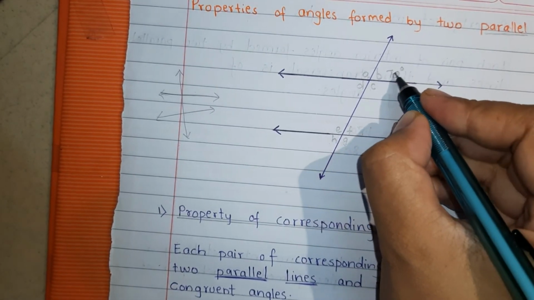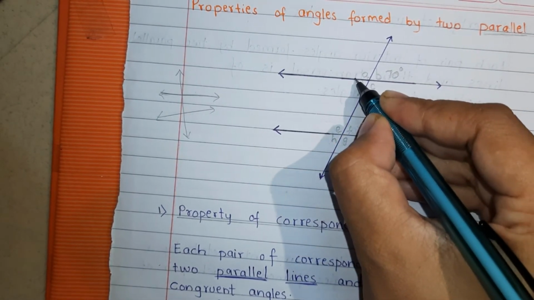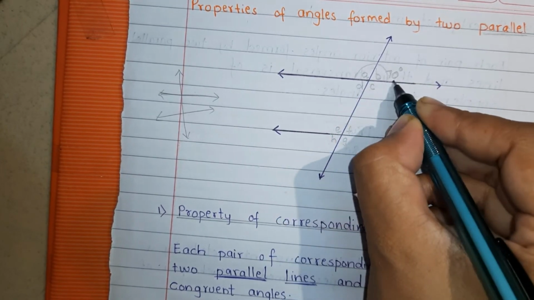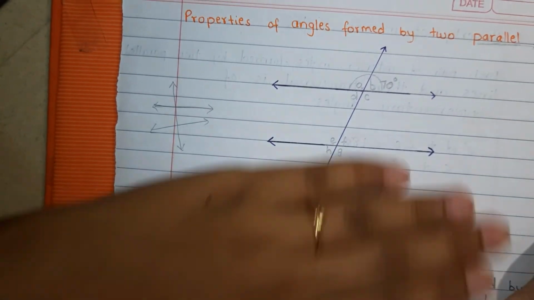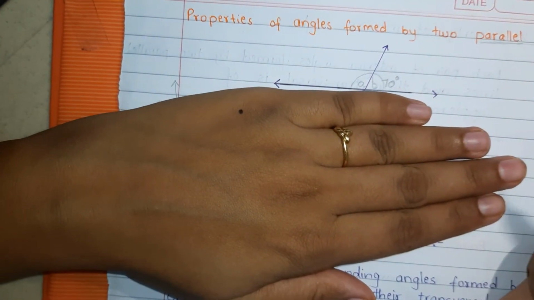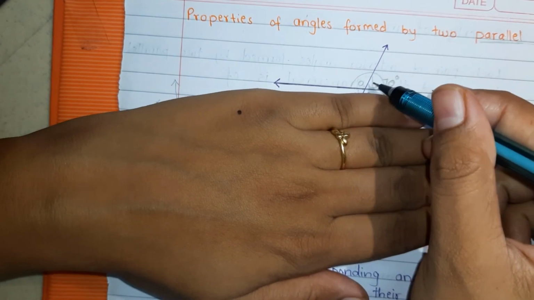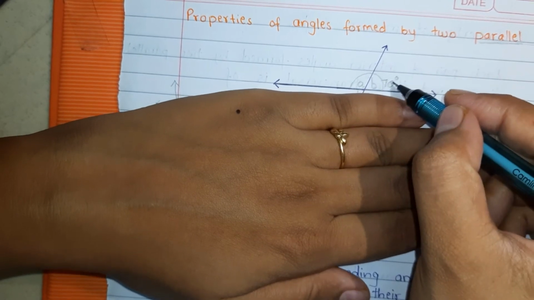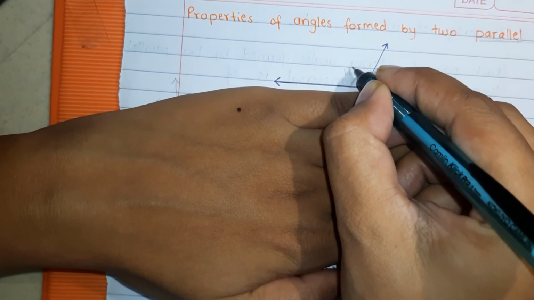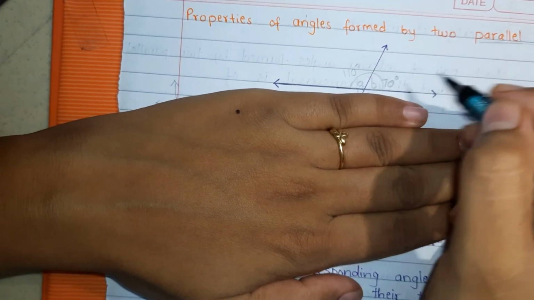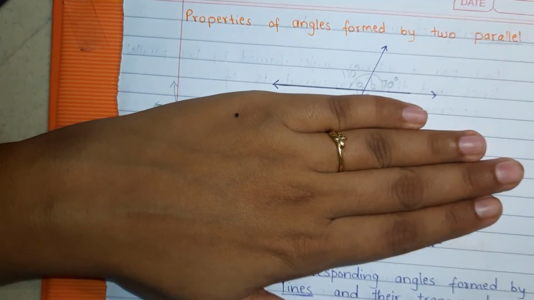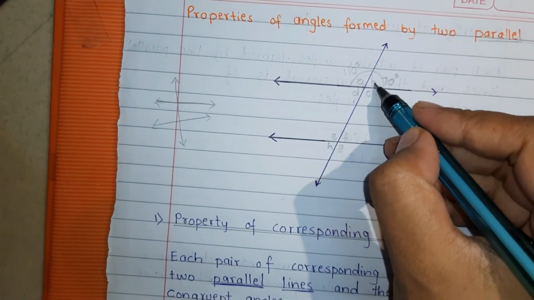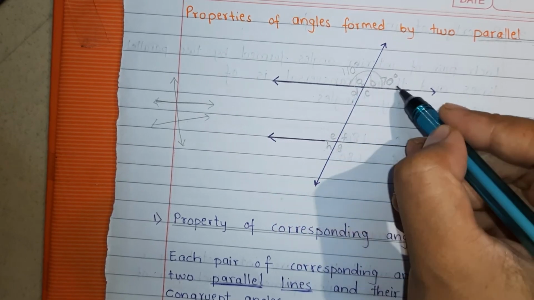So very simple. See here. A and B, they form a linear pair. A and B are on the same line. So how are A and B? They form a linear pair of angles. Means they are supplementary. So if one angle is 70, then the other will be 110 degrees, because together their addition should be 180 degrees. Now, what about B and D? See here, X shape is formed.